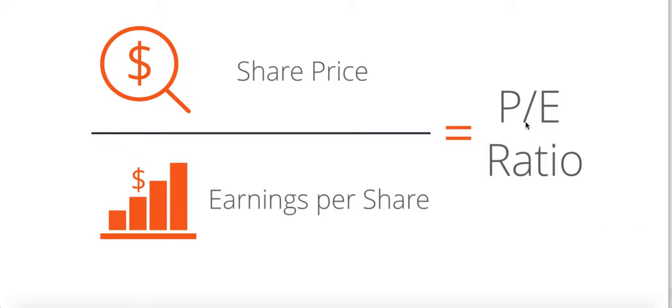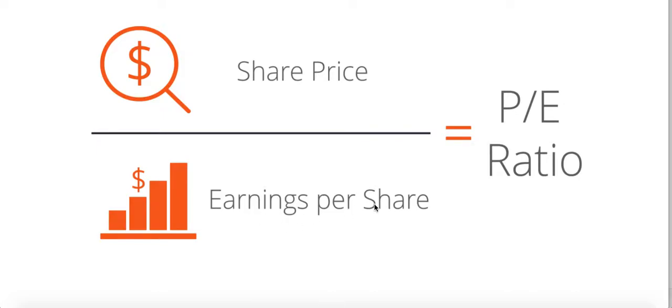Time to talk about the PE ratio, otherwise known as the price to earnings ratio. This is how we calculate it. We've got share price, which is the price for the share, whether it be $30 or $100 or $5. And this is divided by earnings per share. So we're taking earnings, so whether it's $1 million or $1 billion, and that's per share.